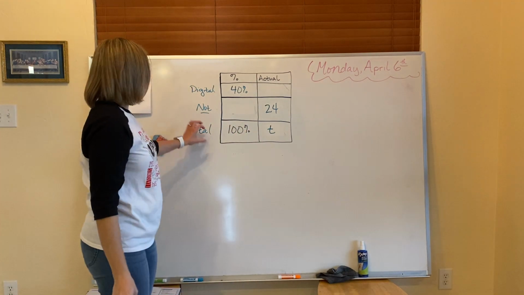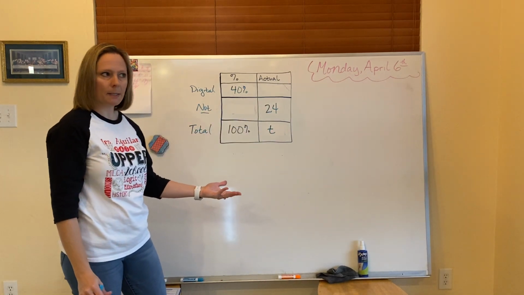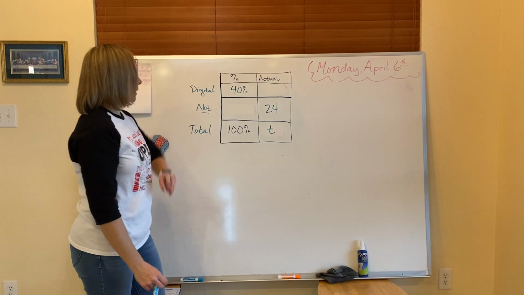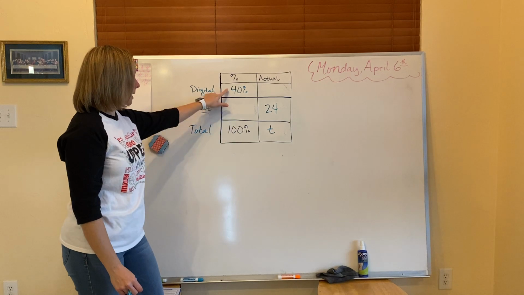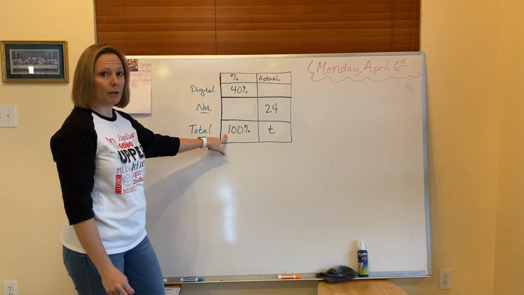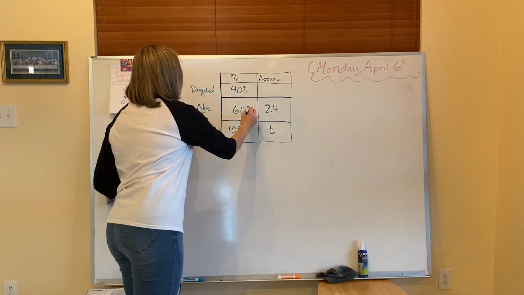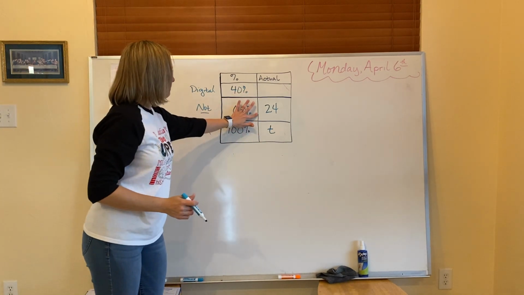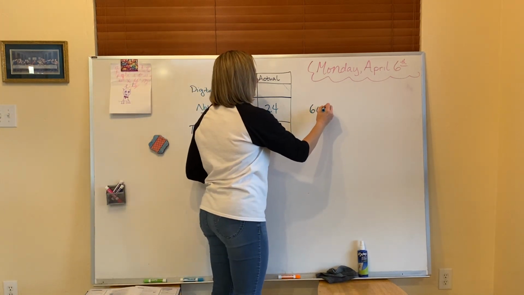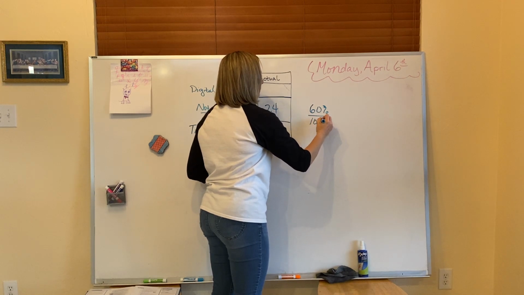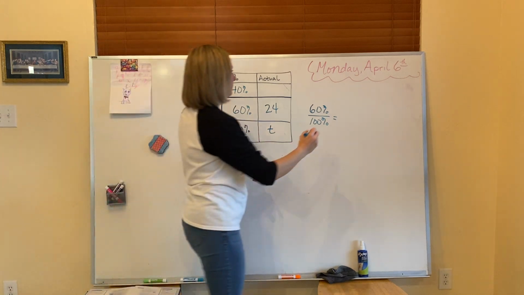First, we need to have 2 rows that are completely filled out that we can compare, right? So what could we do here? Well, we can pretty easily fill in our not percentage because 40 plus what equals 100%? 60. Now we can set up a ratio problem. We'll have 60 is to 100 as 24 is to T.